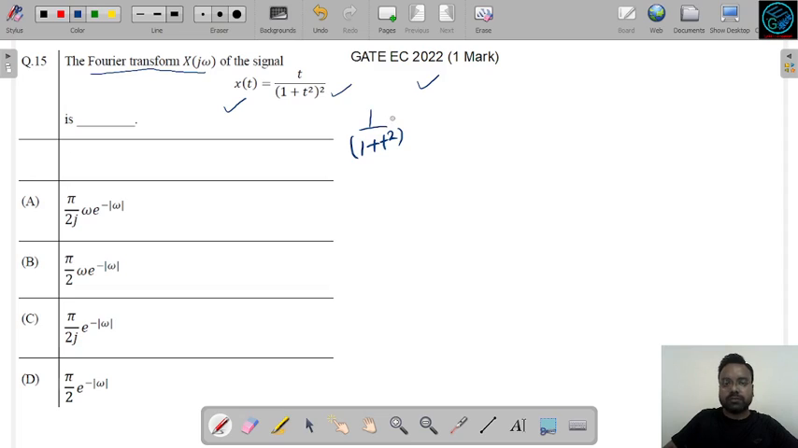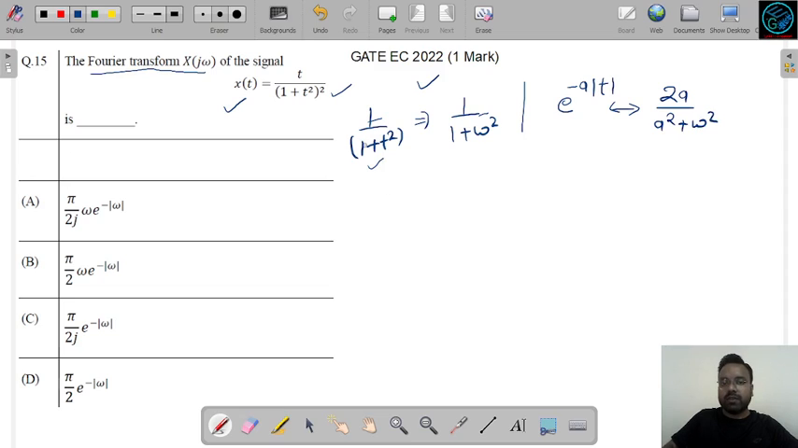So we will use the duality property, because we know that this type of Fourier transform, 1 upon 1 plus t square, if we replace t with omega, then it will become 1 upon 1 plus omega square, and this is the Fourier transform of some specific signal, right? We know that the Fourier transform of e to the power minus a mod of t is simply 2a upon a square plus omega square, right? So when we replace omega by t, we will get this type of signal.